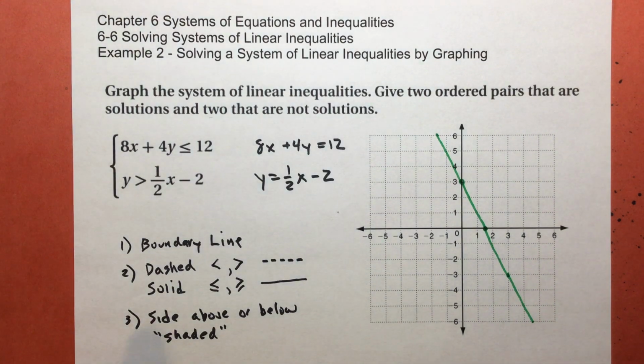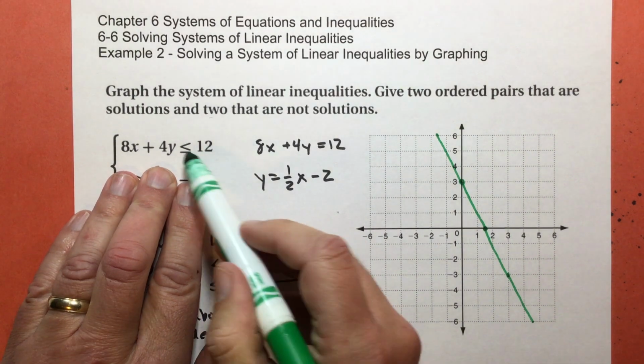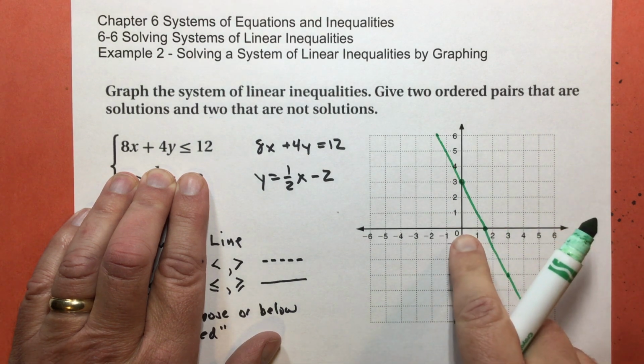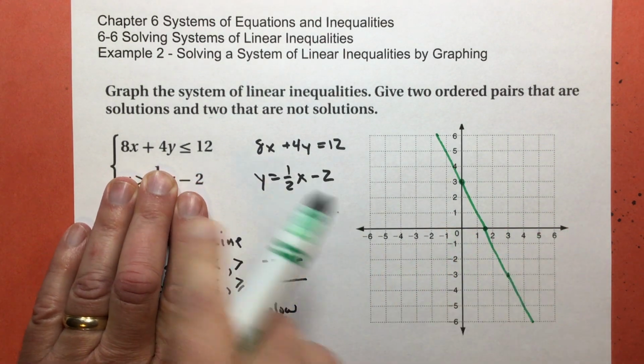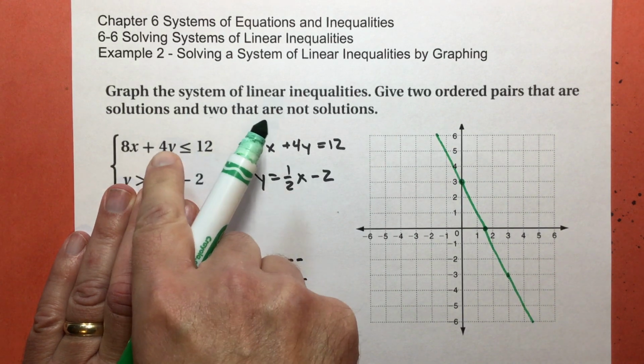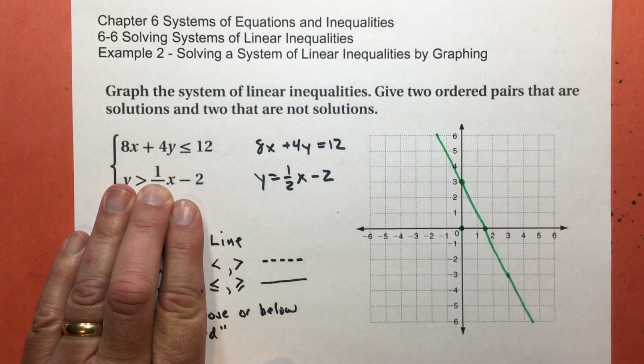Now my last question is, which side, above or below, is going to get the shaded area? So here's what I do. I go to my inequality, and like I did in the first video, I pick some points. The first point I'm going to pick is the origin, 0, 0. 8 times 0 plus 4 times 0. 0 plus 0 equals 0. 0 is less than 12. So 0, 0 is on the correct side that I need.